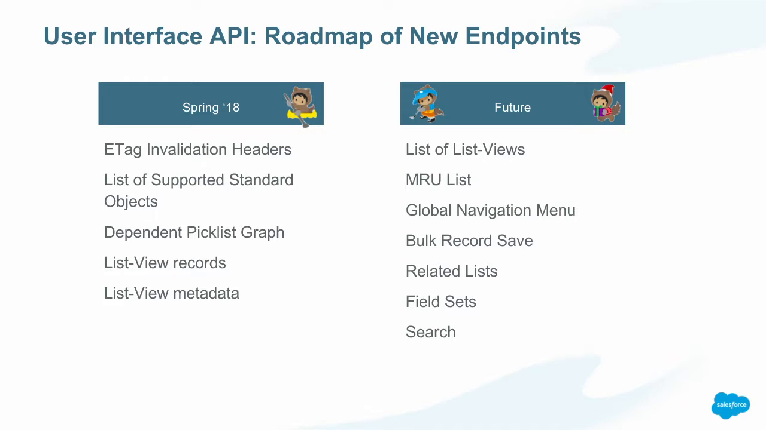And to quickly wrap it up, that's the stuff that's in our plans for the future. We want to give you bulk record save functionality, as well as related lists and field sets. So if you're working with field sets, this is kind of our entryway into getting field sets to start working in Lightning. And again, the stack is UI API, Lightning Data Service, Lightning Components.